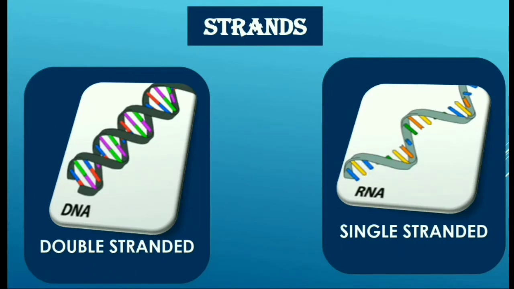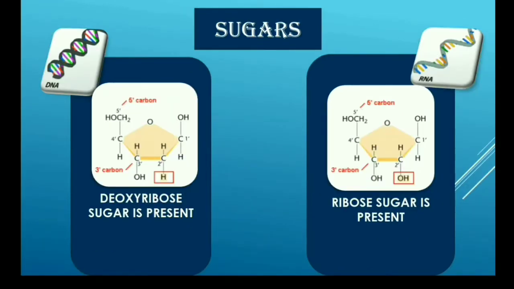The first difference between DNA and RNA is strands. As you know, DNA is double-stranded, while RNA is single-stranded. The next difference is sugar. DNA has deoxyribose sugar, while RNA has ribose sugar.